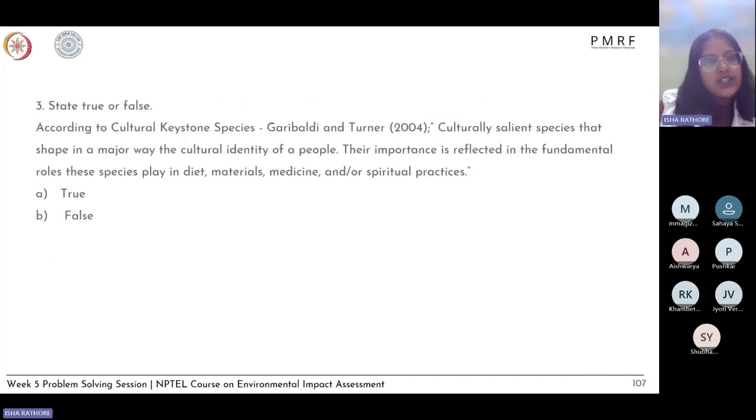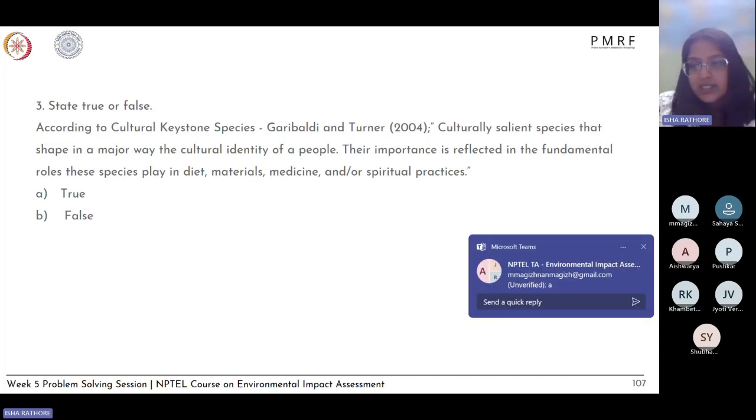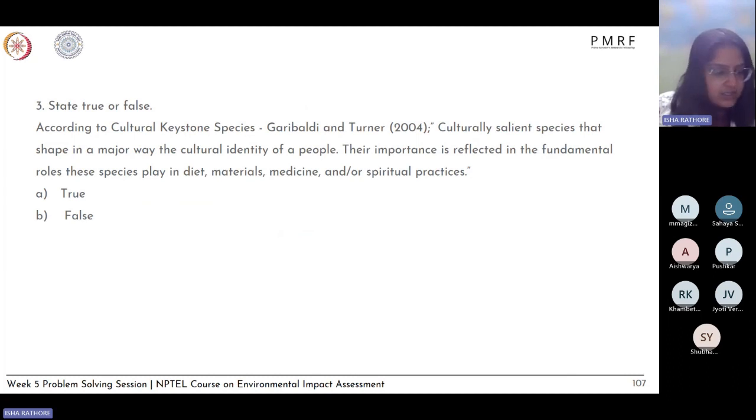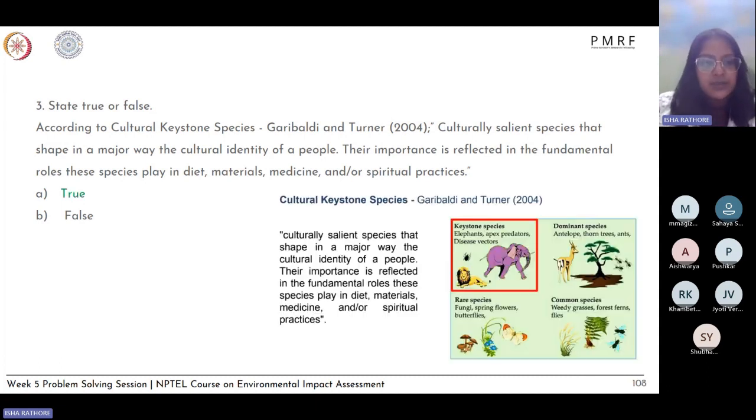State true or false. According to the cultural keystone species, Garibaldi and Turner of 2004, culturally salient species shape in a major way the cultural identity of a people. Their importance is reflected in the fundamental roles these species play in diet, material, medicine, and spiritual practices. So, is this statement correct? That is the cultural keystone species definition, which is being defined. Okay, we have discussed this previously in a previous question as well. So the statement is true.